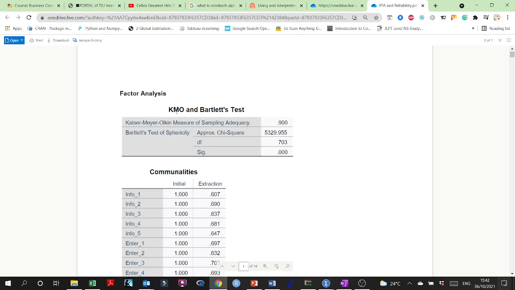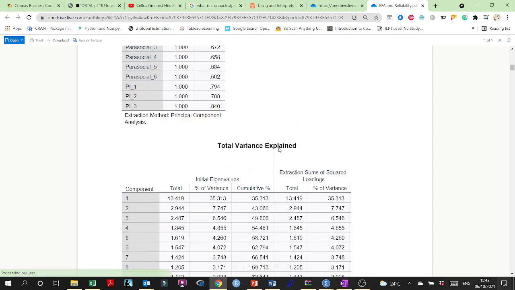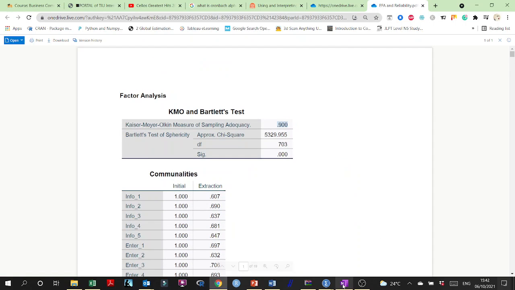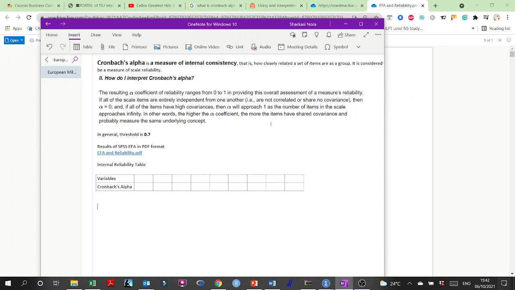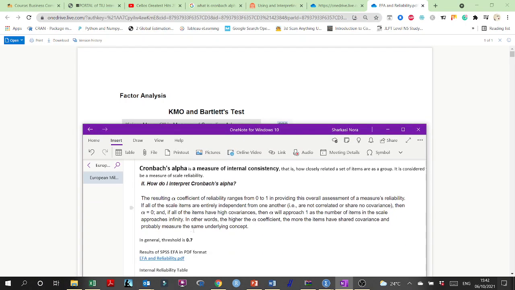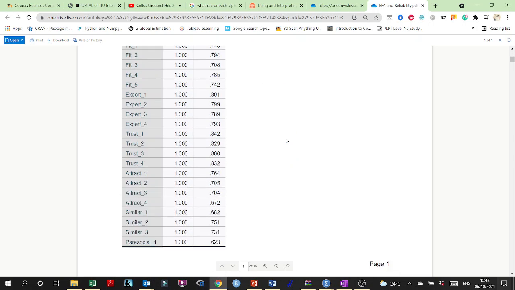So also look at the KMO here. It is significant, so that's also a very good sign, and the value is very high. I think this is a good sign. And also I'm going to write about this test for you over here. So let me just write the title here so I won't forget. Okay, so I'm going to write about the KMO and the Bartlett's test for you, so that you know the threshold and what we're looking for.